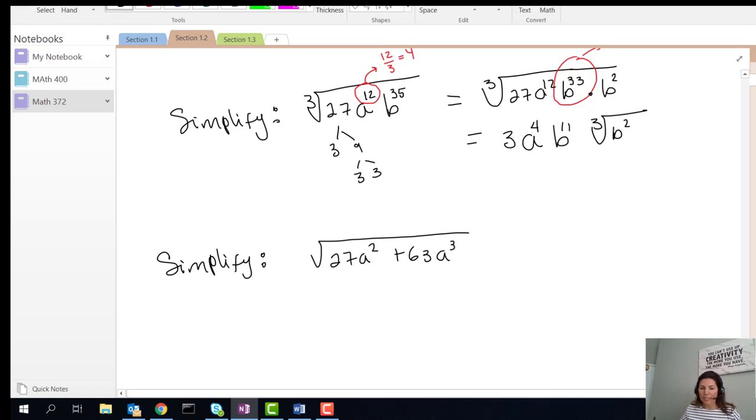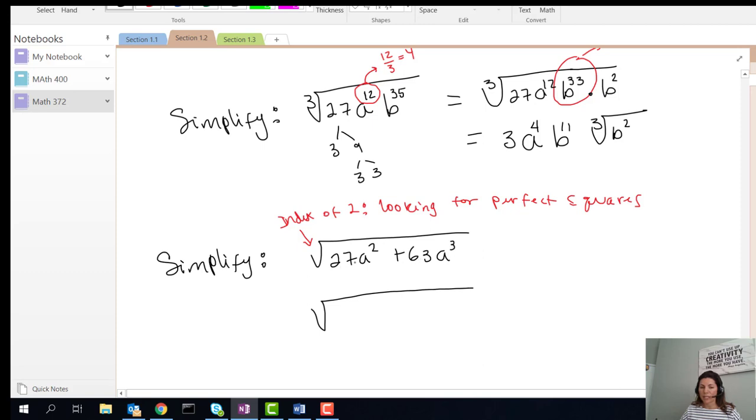So what do 27a squared and 63a cubed have in common? That is a perfect square. So the index here, my radical, has an index of 2, which means we're looking for perfect squares. So that's 27. 27 is not a perfect square, but does it have a perfect square factor? Yes, 9 is a perfect square factor. And 9 goes into 63 as well. So 9 is a common factor of 27 and 63, so we can take that out.